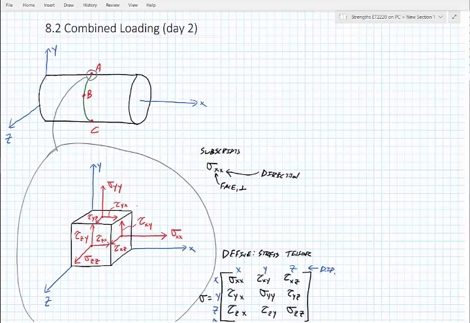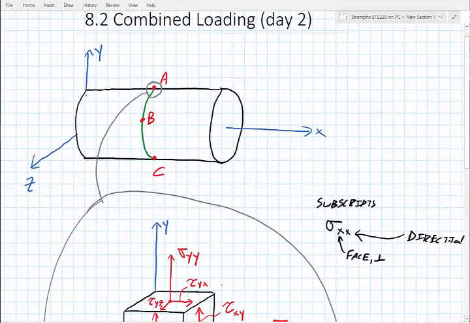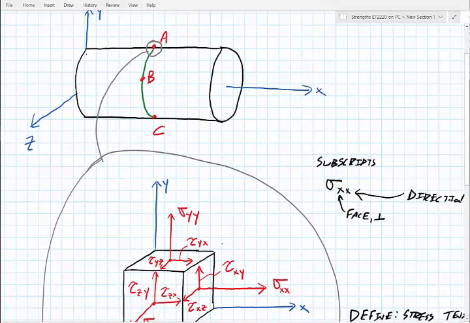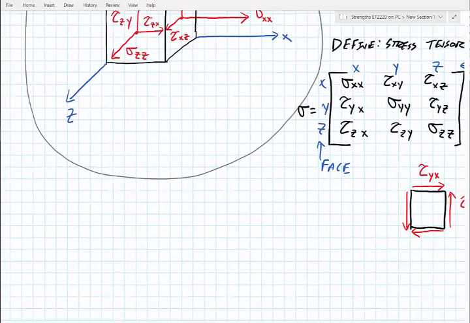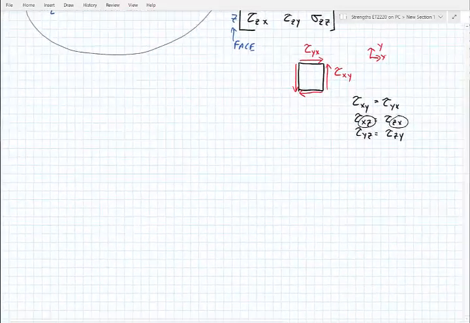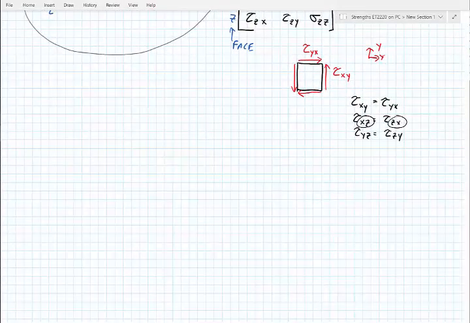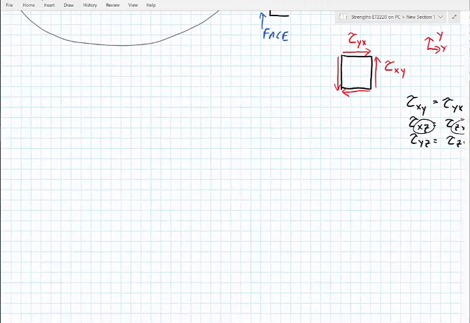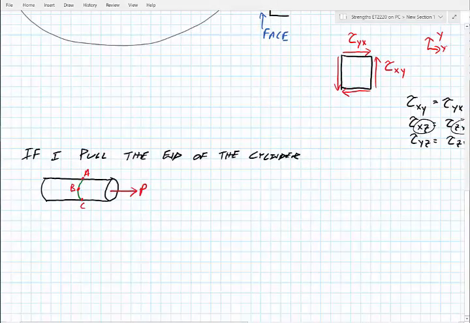All right, welcome back. So now that we have our stress tensor defined, let's go back to this original cylinder and look at how the stresses would behave at points A, B, and C as I apply some forces on this object. So let's start by pulling the end of the cylinder.